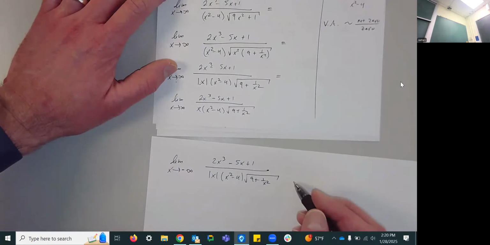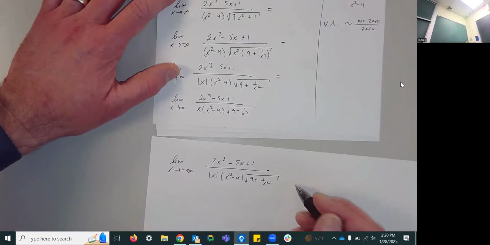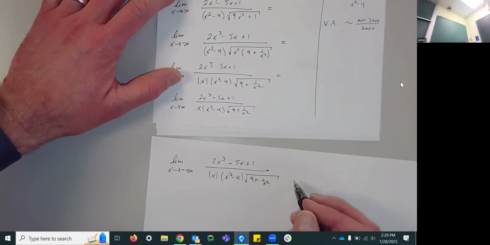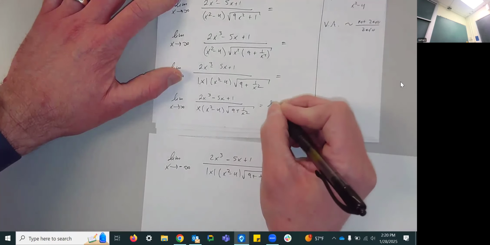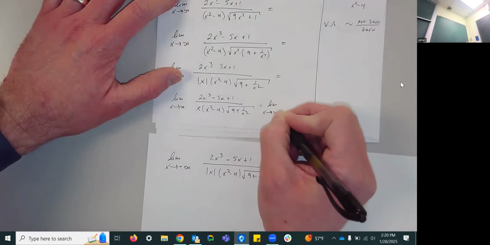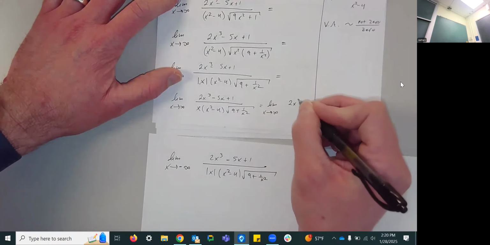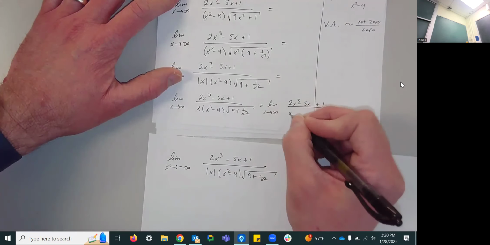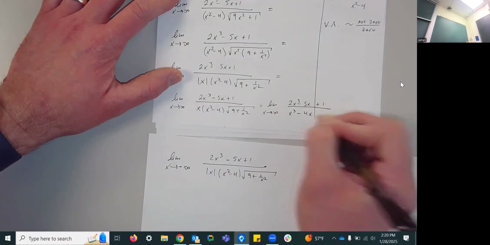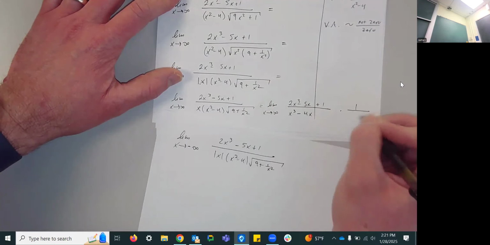I would say here probably, how much work am I trying to show? Not all of it. So here's the work I would probably show. The limit as x goes to infinity of (2x cubed minus 5x plus 1) over (x cubed minus 4x). I'm actually going to write this other part over here.